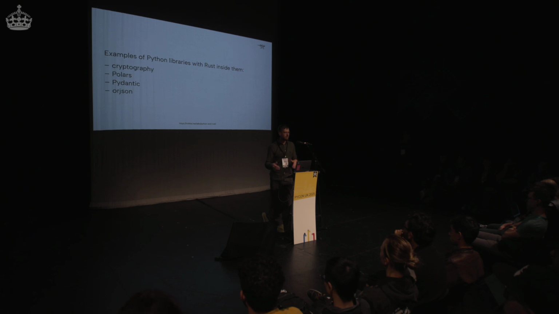For example, Pydantic version 2 was rewritten, the core was rewritten in Rust, and they say that they get 17x performance improvement on average on their benchmark suite. And of course, just using Rust wasn't the only thing they did. They designed it for performance, but still, the programming language helps.